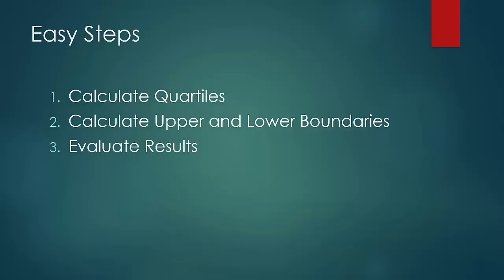The second step, we're going to calculate the upper limit and the lower limit of our data. So anything above the top limit is going to be an outlier. Anything lower than the lowest limit is going to be an outlier. So we're going to evaluate the results after we calculate them.